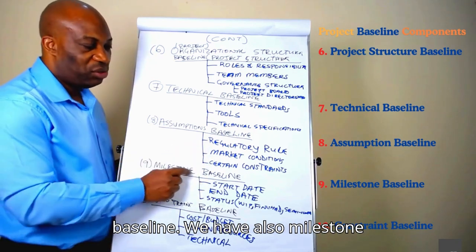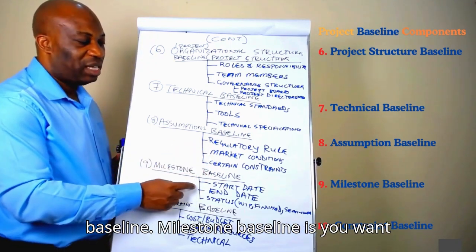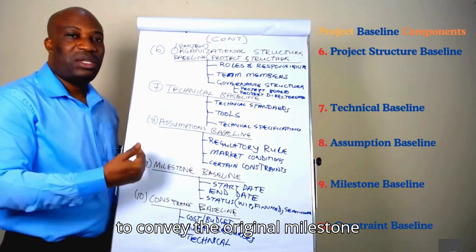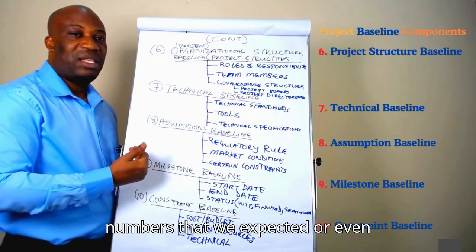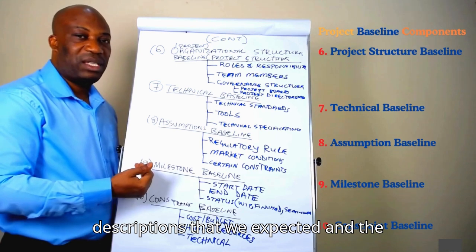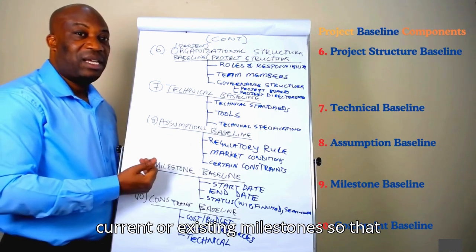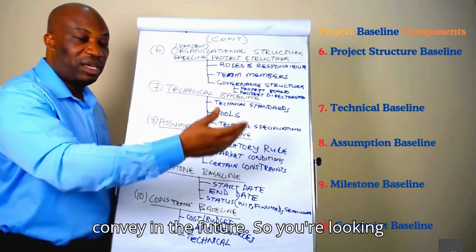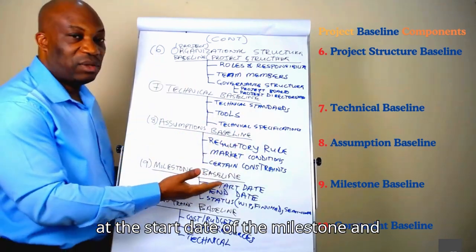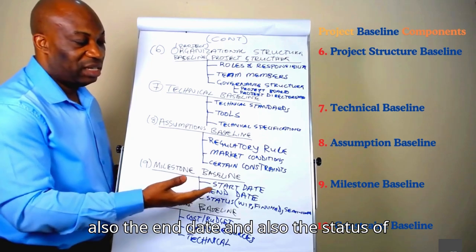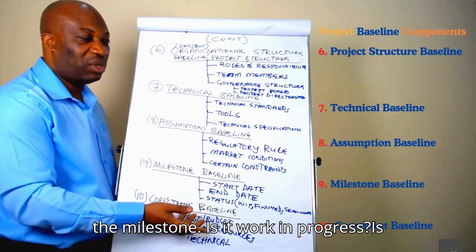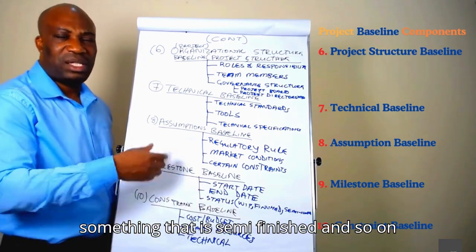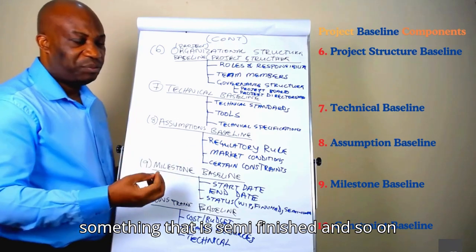We have also milestone baseline. Milestone baseline is you want to compare the original milestone numbers that you expected or even descriptions that you expected and the current or existing milestones so that you're able to make a reference and compare in the future. So you're looking at the start date of the milestone and also the end date and also the status of the milestone. Is it work in progress? Is it something that is finished? Is it something that is semi-finished? And so on and so forth.